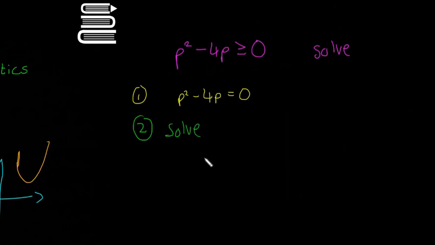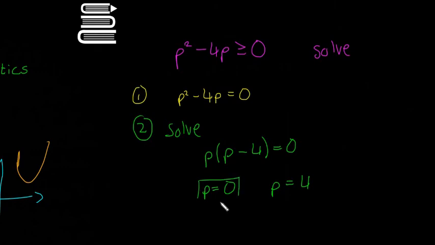So the way we solve one like this is we factorize it. So we take p out, and it's going to be p times p minus 4 equal to 0 like that. And if two numbers multiplied by each other are equal to 0, that means one of them has to be equal to 0. So either p is equal to 0 or p is equal to 4. Again, that's just manipulating this, moving it around. So those are our two possible answers.